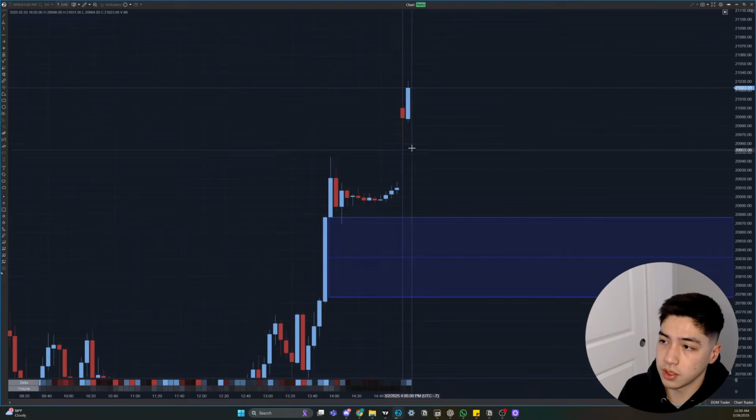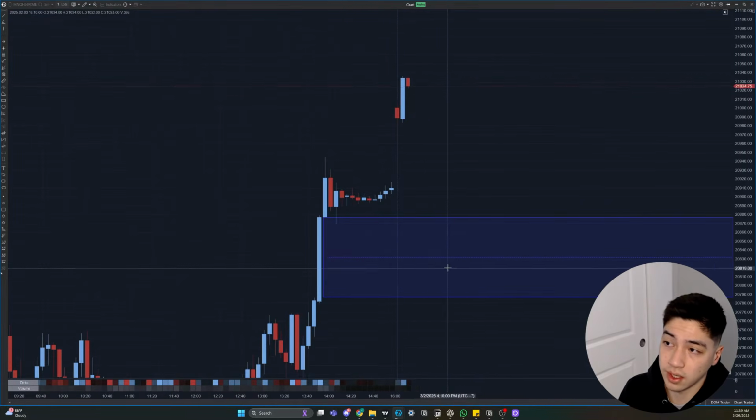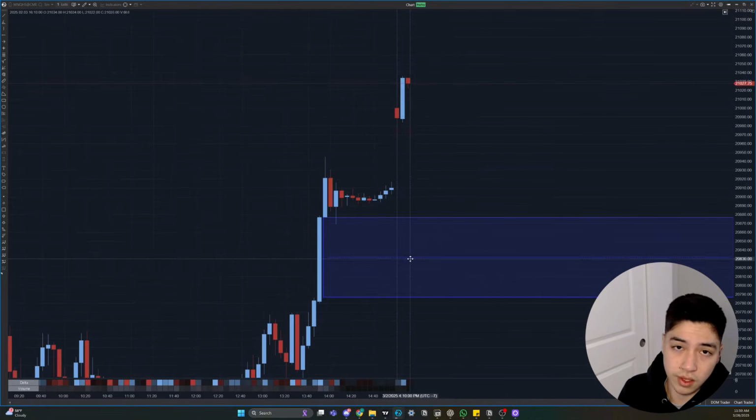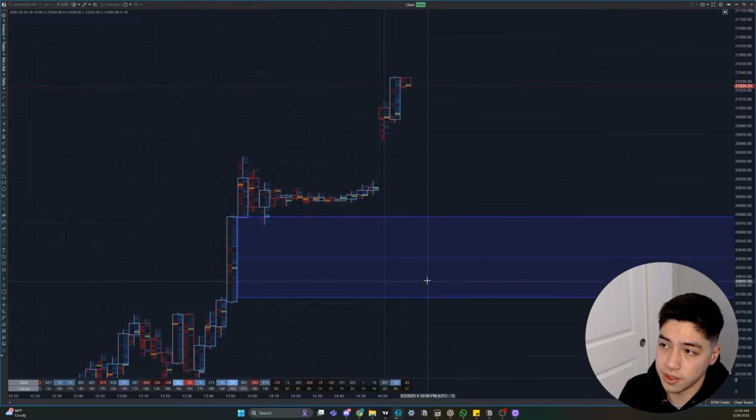So we're going to be looking for price to come down into this fair value gap, and we want to see how price reacts. If price shows us that absorption signal, we're going to enter that trade as long as the criteria matches, and then we'll target a minimum of a 1 to 2 risk to reward.